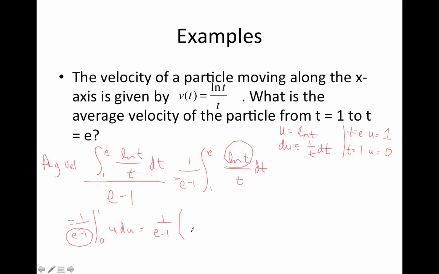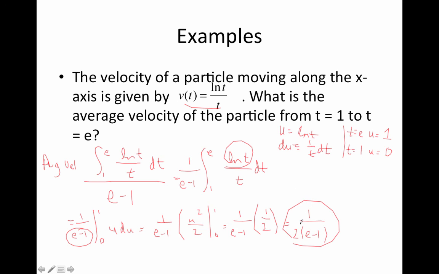So our antiderivative will be u squared over 2. We're evaluating that from 0 to 1. So we get 1 over e minus 1 times 1/2, which will be 1 over 2 times the quantity e minus 1, or 2e minus 2, however you want to say it. So it's a weird number, but it's a number, and that is the average velocity of our particle from 1 to e, given that that is its velocity function.